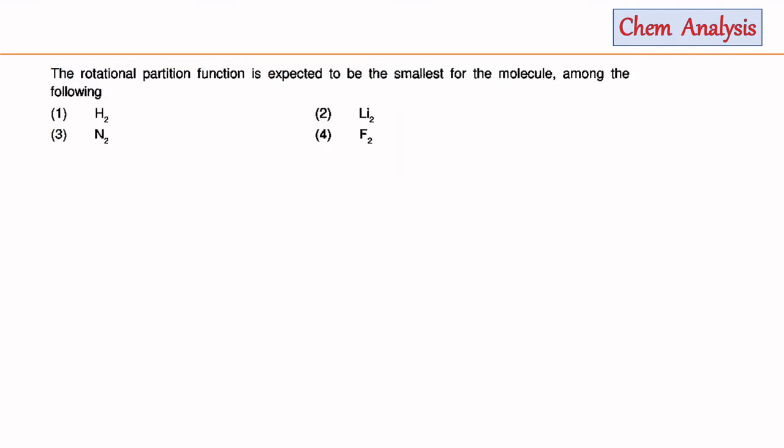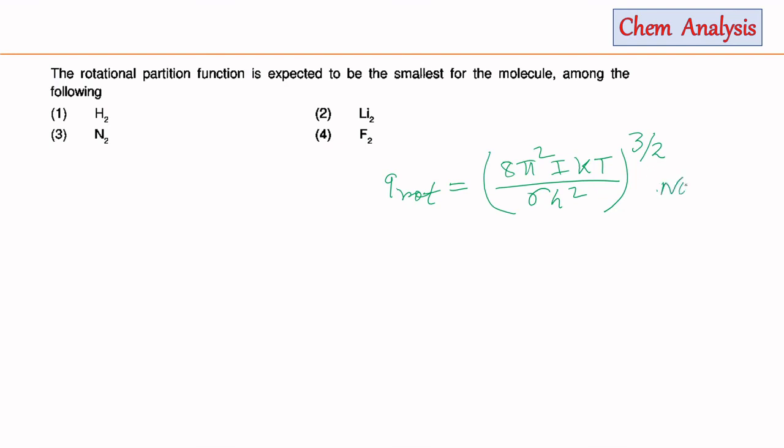This is a question from statistical thermodynamics. Here I am solving this question. Later I will upload one separate video on previous year questions on statistical thermodynamics of CSIR NET and GATE questions. Here first you just have to know the formula for rotational partition function. That is, the formula for rotational partition function for a nonlinear molecule is (8 pi square I kT divided by sigma h square) to the power 3 by 2 for nonlinear molecule.